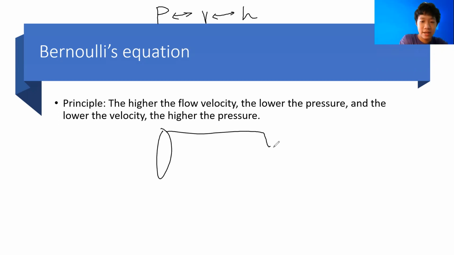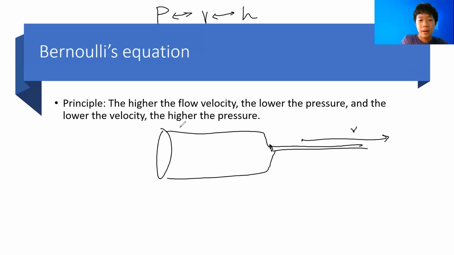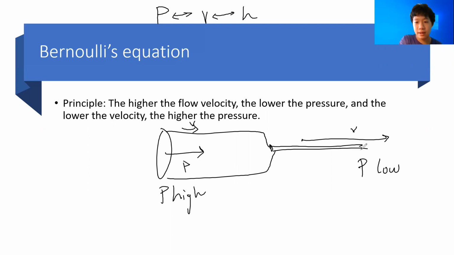So let me draw out this diagram again. From the equation of continuity, we know that it's faster here than here. So Bernoulli's principle says that the higher the flow velocity, the lower the pressure. So P is low here, P is high here. So there's a higher pressure going this way than here.